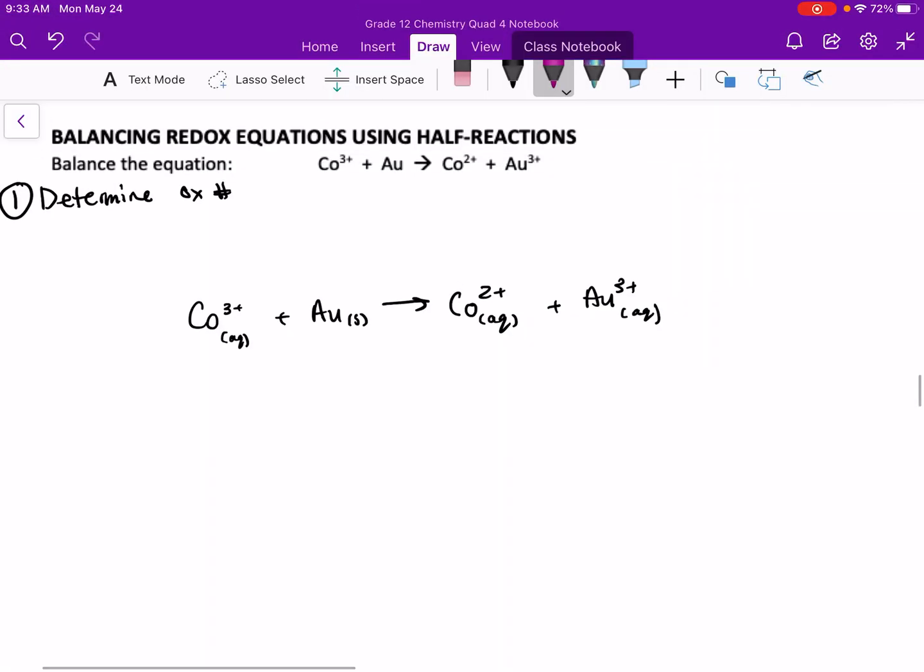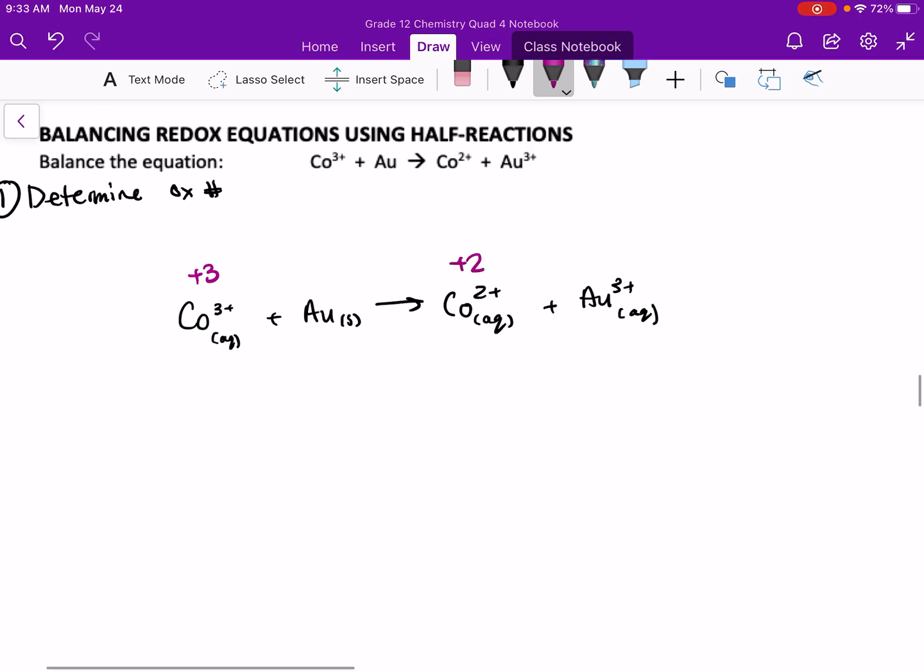In this example, we're going to be balancing redox equations using half reactions. Our first step is to determine our oxidation numbers. We're going to look at cobalt, which is +3, and on the other side, it is +2. Here we can see we've had a gain of electrons. Remember, electrons are negative, so when we have a gain, my number got smaller. This is our reduction.